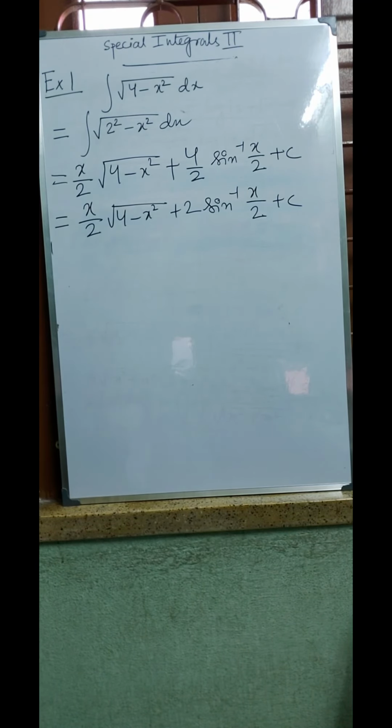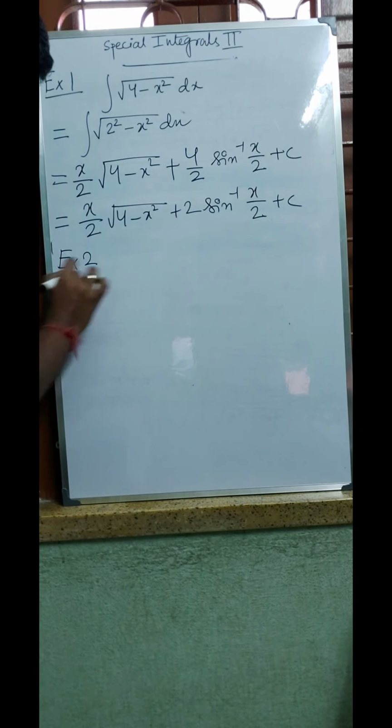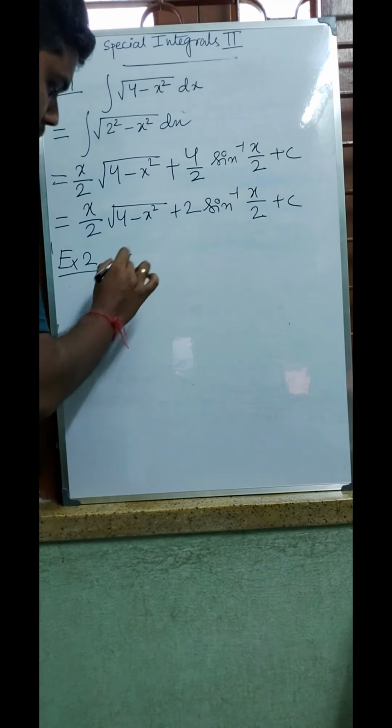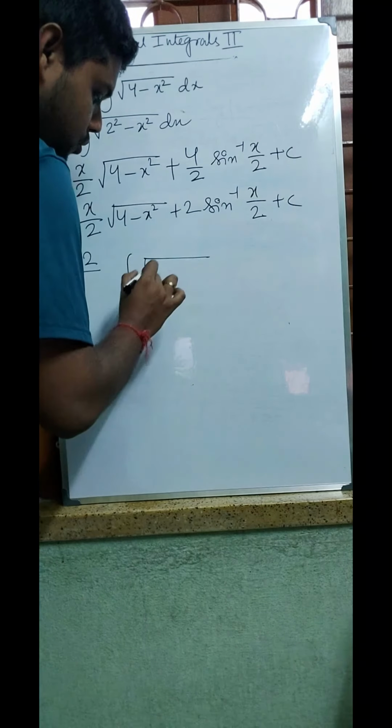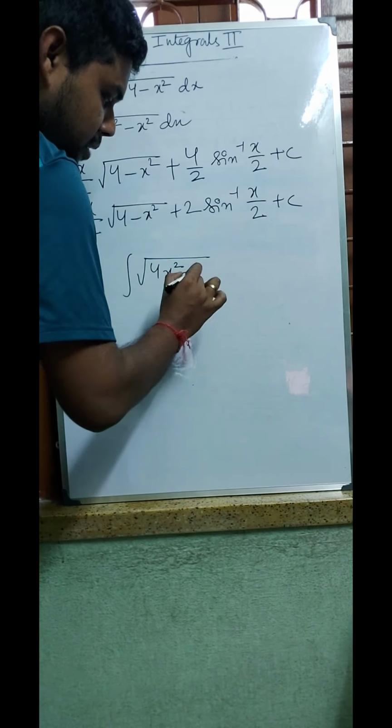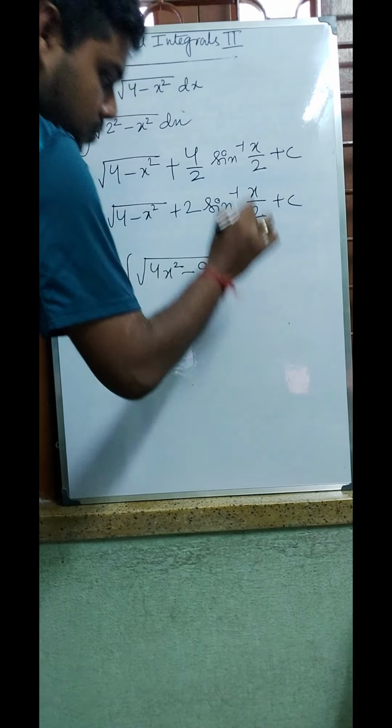Now let us take another one. Say integration under root 4x square minus 9 dx.